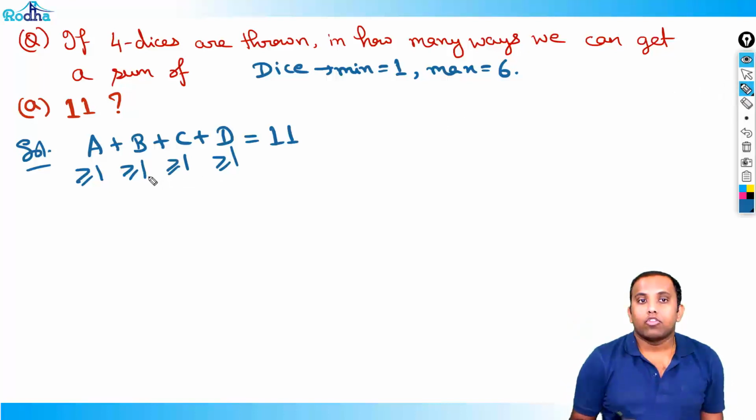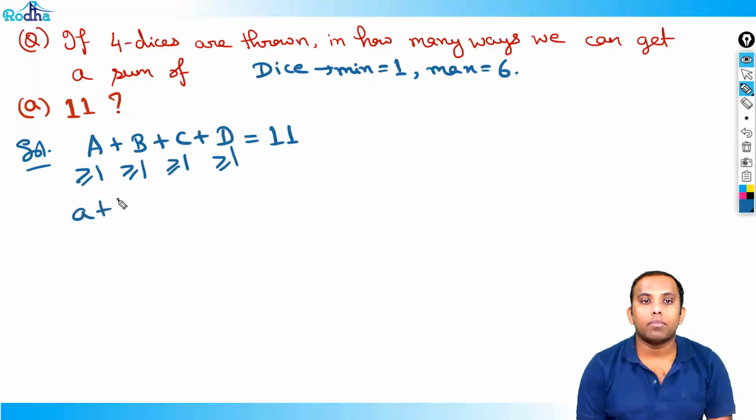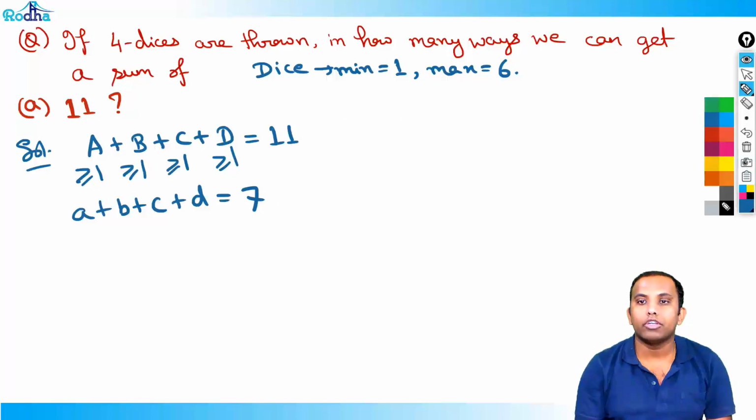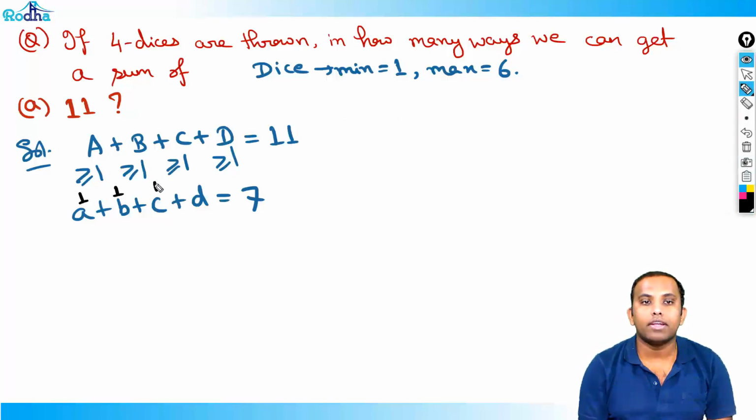Very important, right? So A plus B plus C plus D equal to 11. Now all are greater than or equal to 1 because the dice's minimum value should be 1. So I'll first put all the variables as 1, 1, 1, 1. In that case, what is the value of A plus B plus C plus D now? That is equal to 7, because after giving 1, 1, 1, 1 to A, B, C, D, this is equal to 7 now. Now the second point is, if I write the total number of solutions here, what is it? 7 plus 3, 10C3. So the total number of solutions here is 10C3.